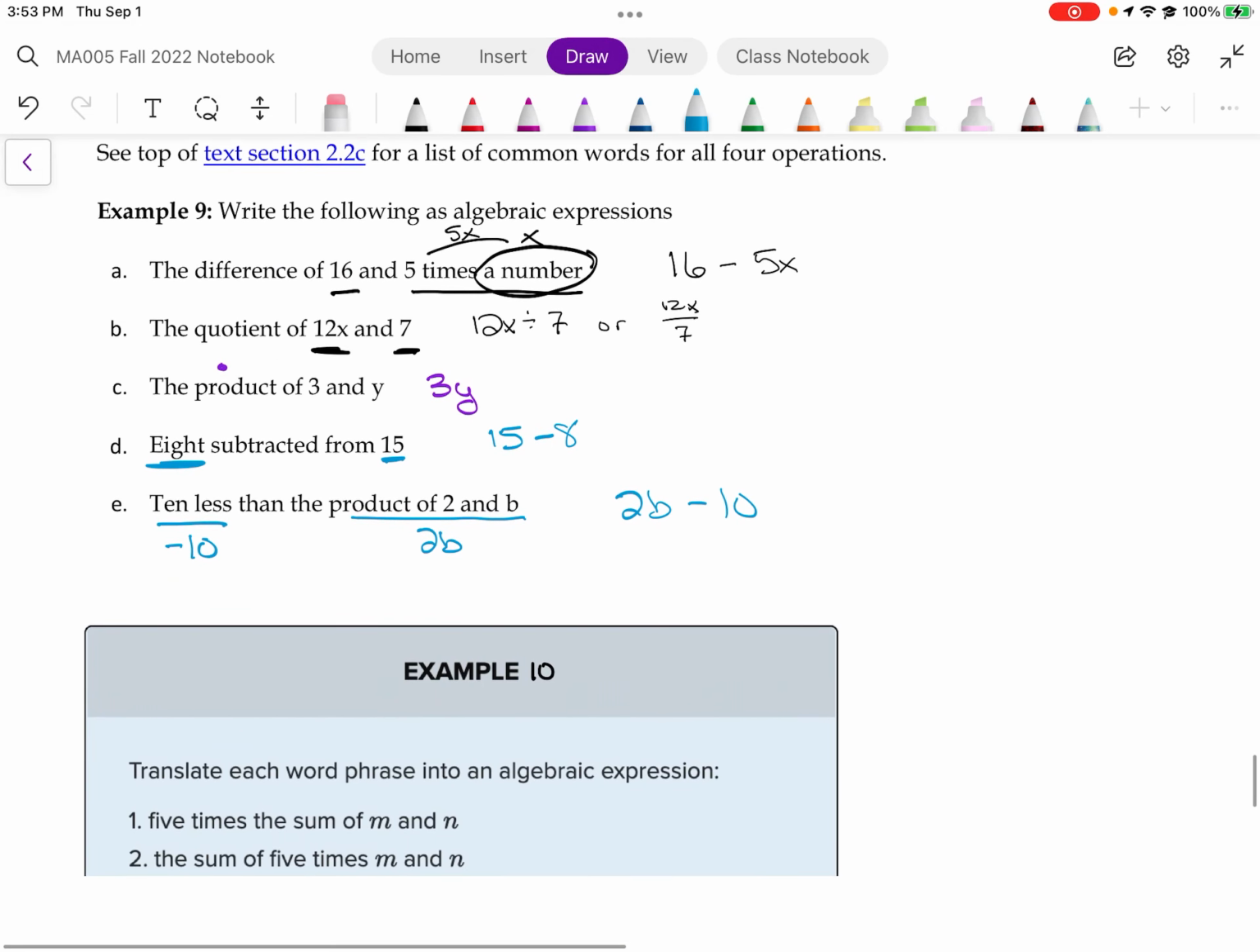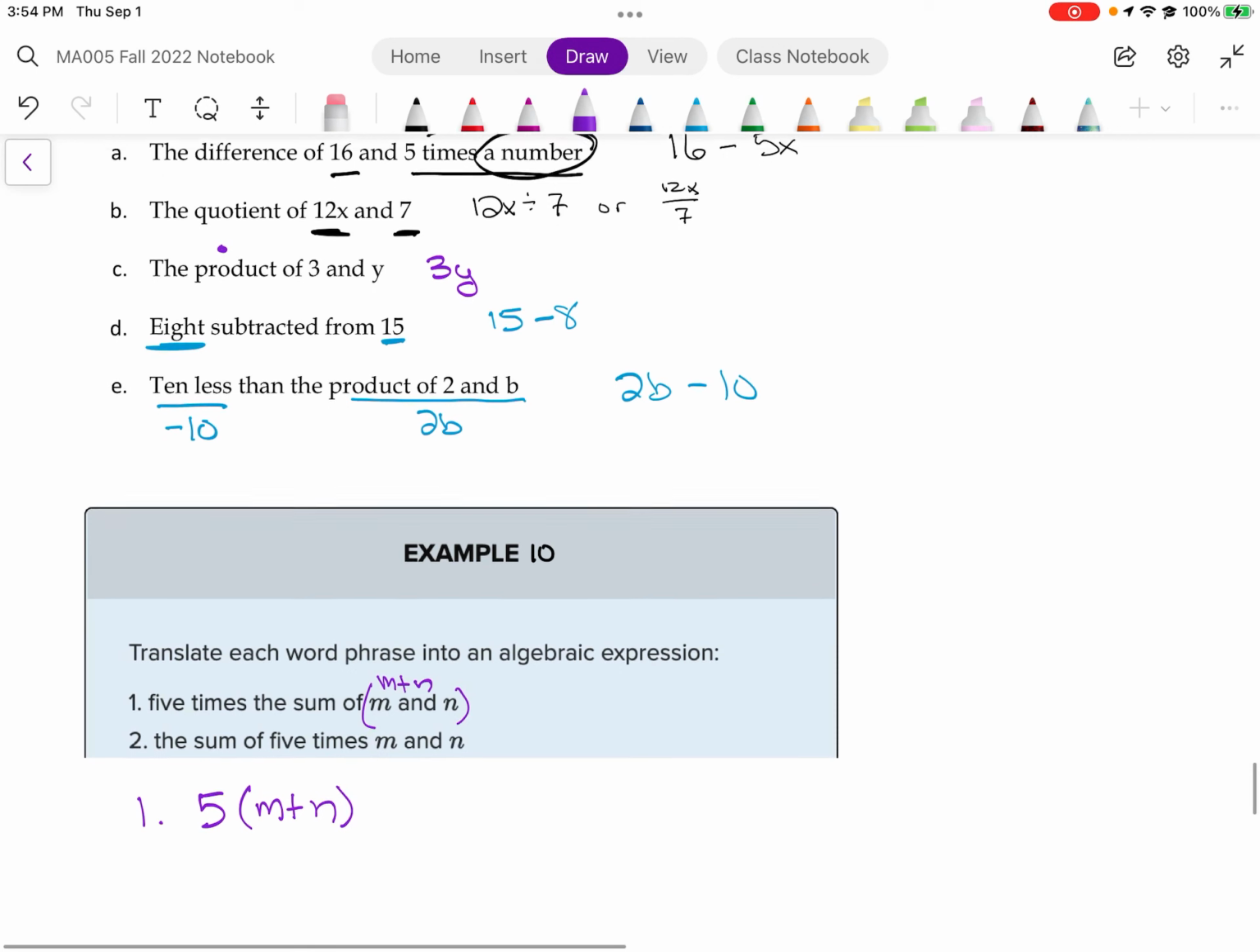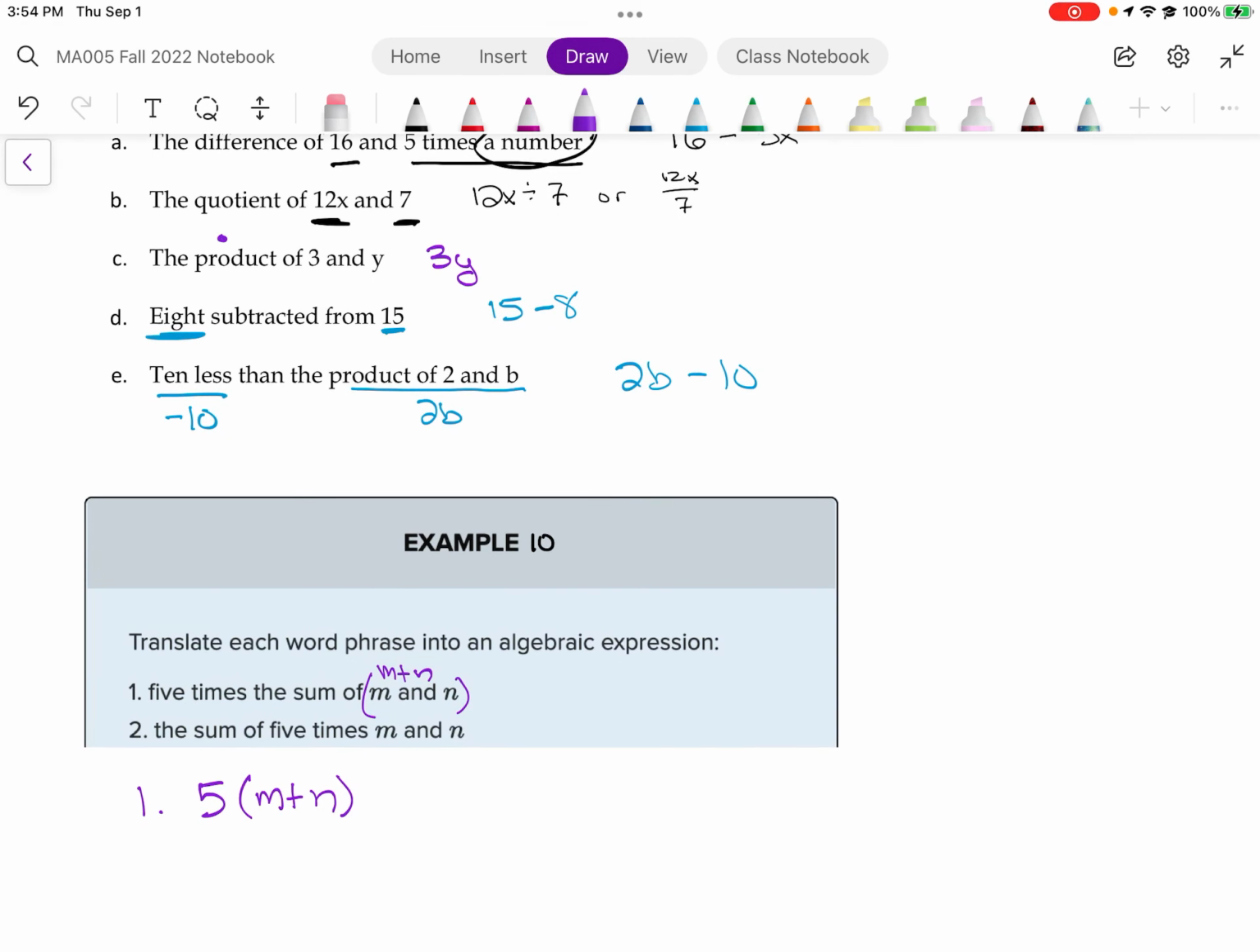All right, translate each word phrase into an algebraic expression. These are tricky, so give them a try without me and then come back and see what the answer is. All right, so 5 times the sum of m and n. The sum of m and n means m plus n in parentheses, basically. So 5 times the sum of m plus n. Okay, so that's the first one.